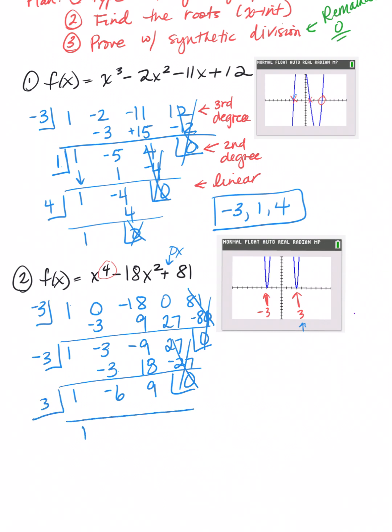Bring it down. 1 times 3 is 3. Negative 6 plus 3 is negative 3. Negative 3 times 3 is negative 9, and I get 0. So this one worked out as well. Again, this is a double root, so I have to use it twice.